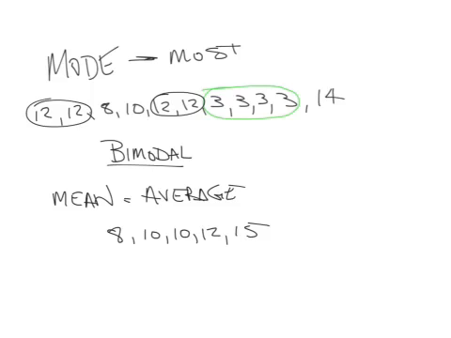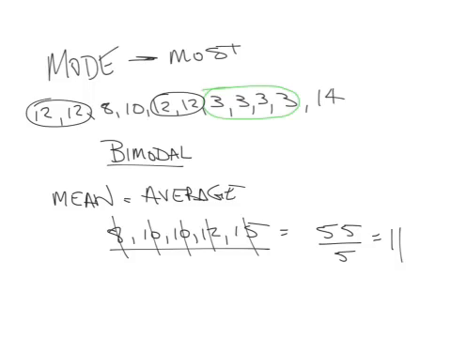Okay, so there's our set of 5 numbers. We're going to add them all up. 8 plus 10 is 18, plus 10 is 28, plus 12 is 40, plus 15 is 55. And then we're going to divide by how many numbers there are. We have 1, 2, 3, 4, 5 numbers. So my average, or my mean, is 11. Okay, so let's go to a couple of examples and then we'll be done.